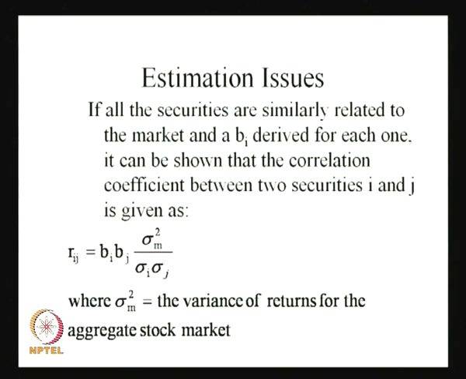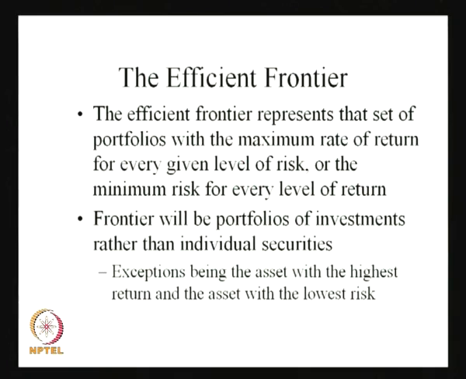If you observe one particular case, sometimes all the securities are similarly related to the market, and with a particular correlation coefficient derived from each one, it can be shown that the correlation coefficient between two securities I and J is BI*BJ times the variance of the market portfolio, divided by the standard deviation of stock I and the standard deviation of stock J. This is the way the correlation coefficient can be calculated between two stocks using the market, or aggregate stock market. But what exactly this market portfolio is, and what we mean by this aggregate market, we can see in a further session.